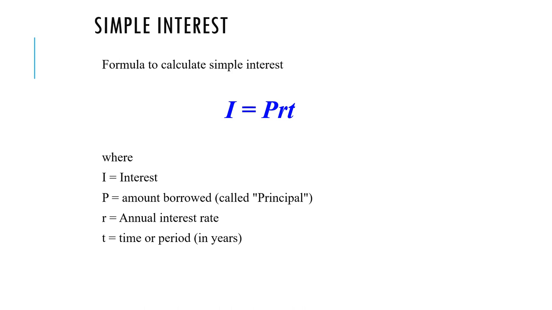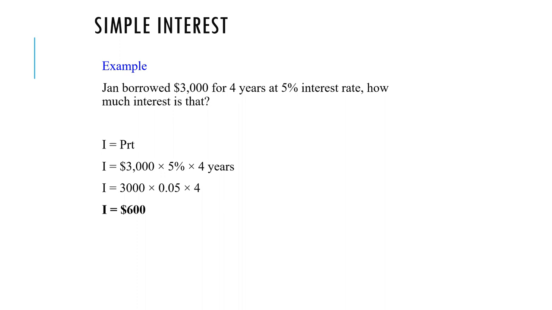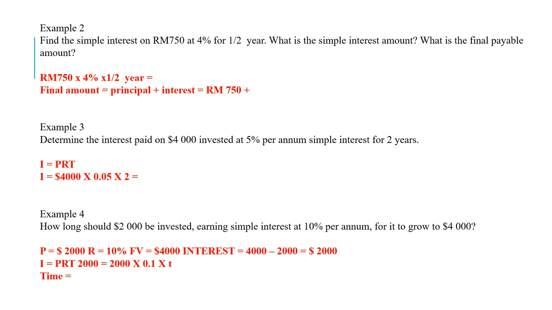So let's look at this. We're going to use the formula that we have just discussed. I equals PRT. Don't worry, this formula is given to you in your exams. Jan borrowed 3,000. So what is this 3,000? Principal. Times 5% times 4. Okay, how much interest? 600. So that's I equals PRT for you. Example 2. Find the simple interest on 750. What's 750? Principal. 4%.